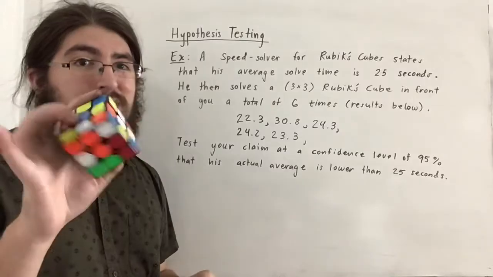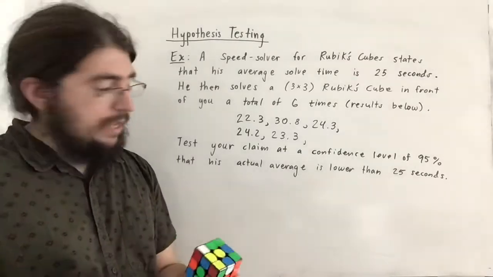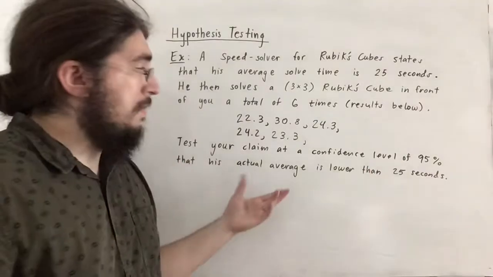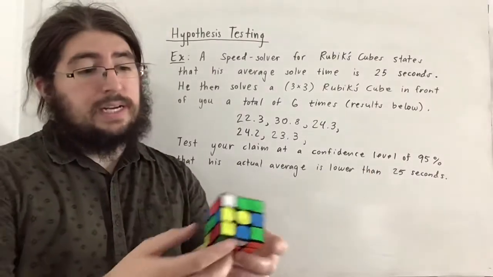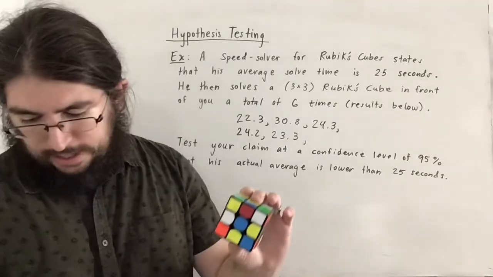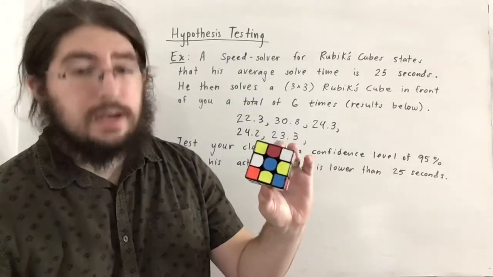So believe me, this is scrambled. I'll solve this right now, and then afterwards we'll test the claim at a confidence level of 95% that my actual average is lower than 25 seconds. So let me just look at this real quick, which is allowed, by the way. And let's take a look. I'm going to set my timer, and here we go.